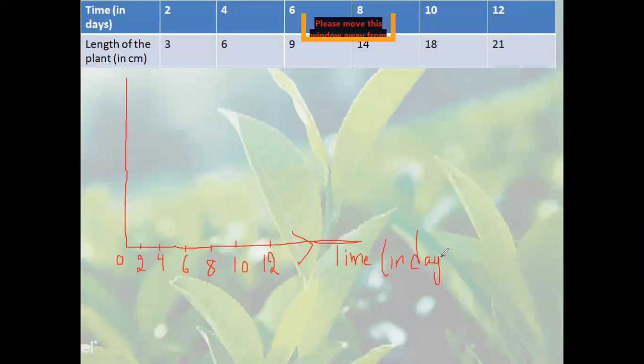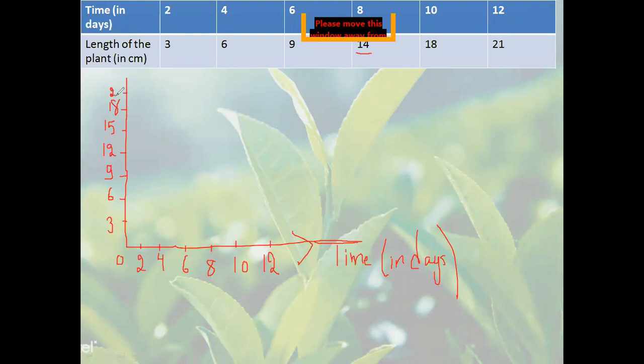Second, on the y-axis, they gave you a scale. On the y-axis, every 1 centimeter is 3 centimeters. So 3. Then you move to 6. Then you move to 9. We are moving 3 by 3. So 9. Then you move to 12. Then 15. Then 18. Then 21.